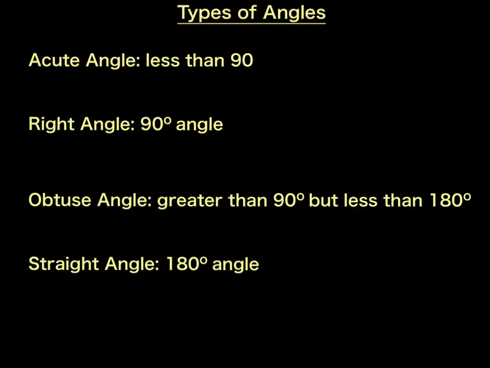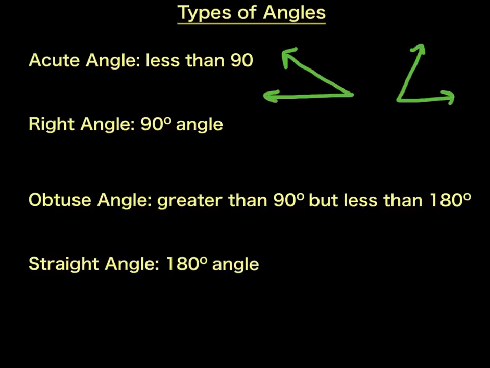There are four different types of angles: acute, right, obtuse, and straight. And you've probably seen these before in previous math classes, but let's just do a quick refresher. Acute angles are angles that are less than 90 degrees. So you might have one that looks like that, or maybe one that looks like that.